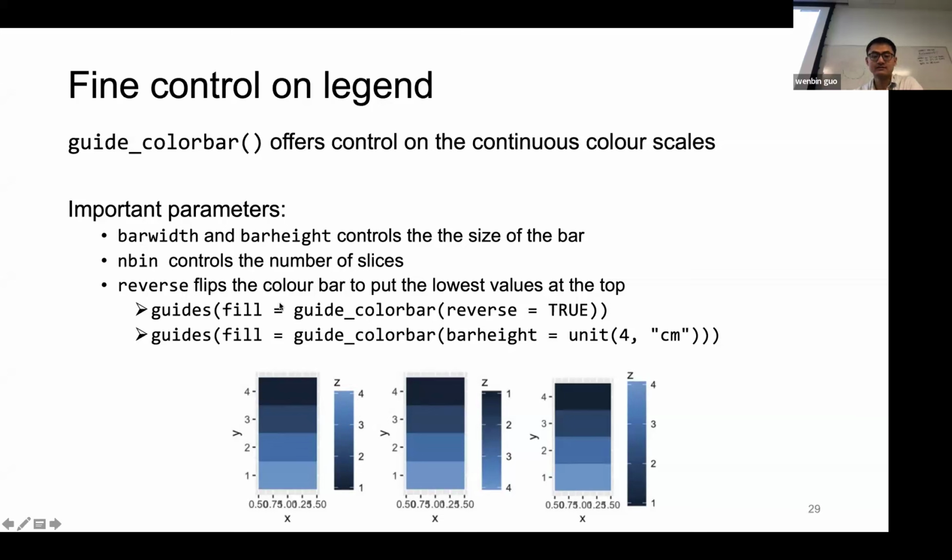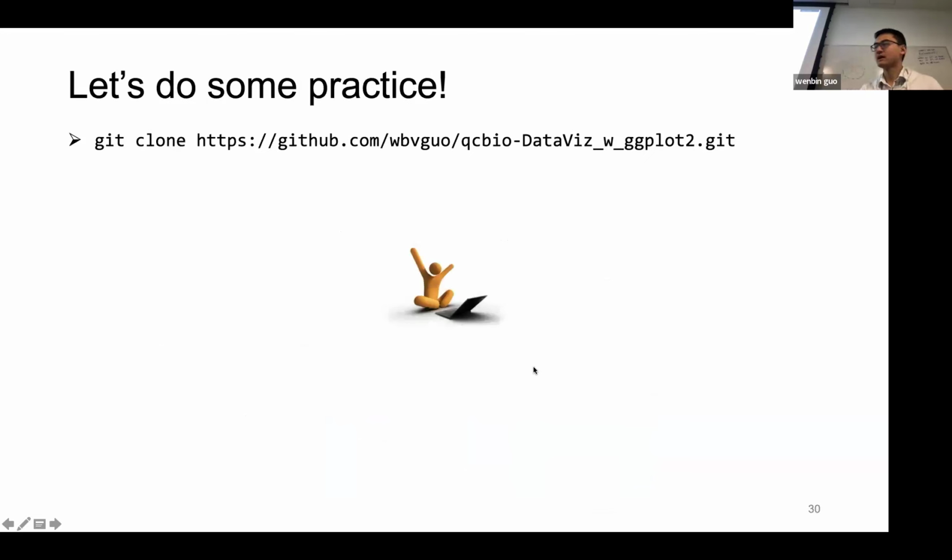So here we are just trying to show two examples, like you do the reverse, or even try to adjust the bar height. On your end, you can also try to adjust other parameters, like the bar width or the number of bins. So I think we can do some practice by checking the GitHub.